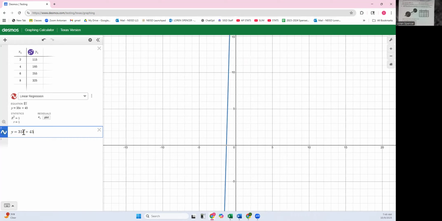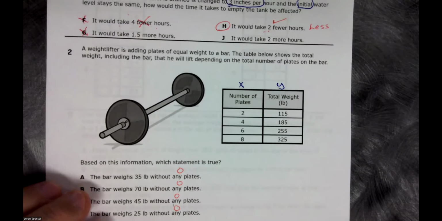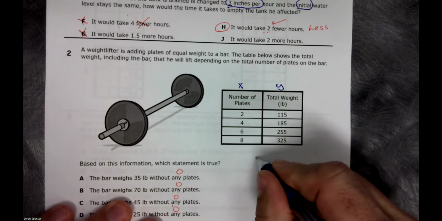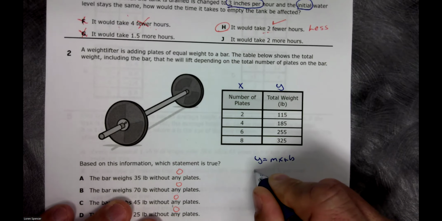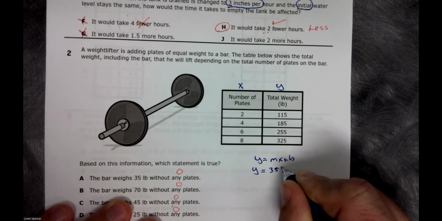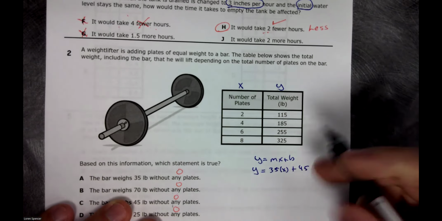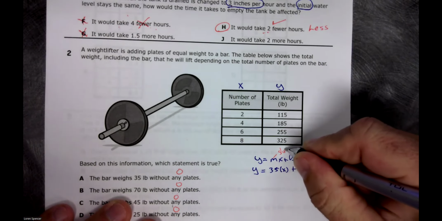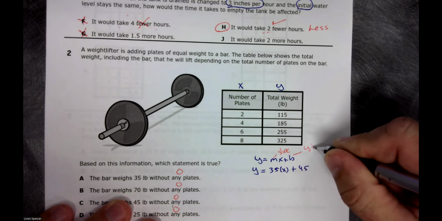Okay, that's interesting. So we now know the equation, and I want to drop back over and go, you know what? That's in y equals mx plus b format. So what did we have? We have y equals mx plus b. So y equals 35x plus 45. And remember, this is my slope, and this is my y-intercept.